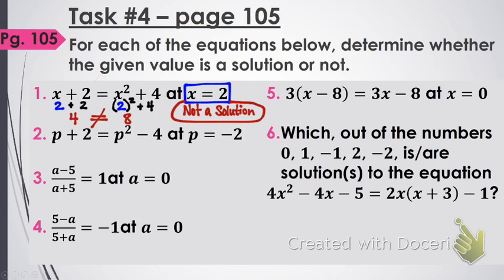All right, on number 2, is this a solution? Yes. If we take -2, we put it in the place of p. -2 plus 2 would simplify to be what? 0. Over here, if I take -2 and I put it in the place of p, what happens when we square something that's negative? It crosses out, or the negative sign crosses out.